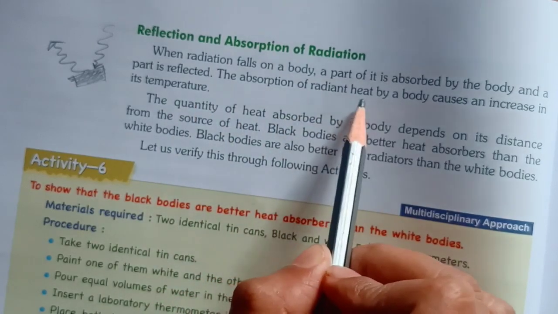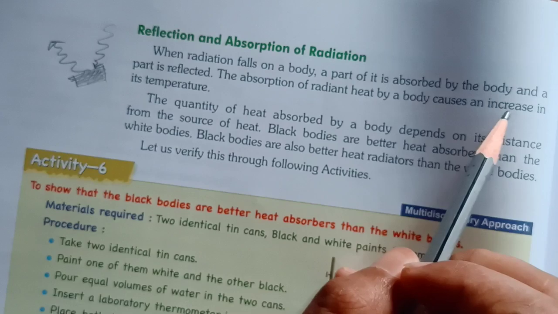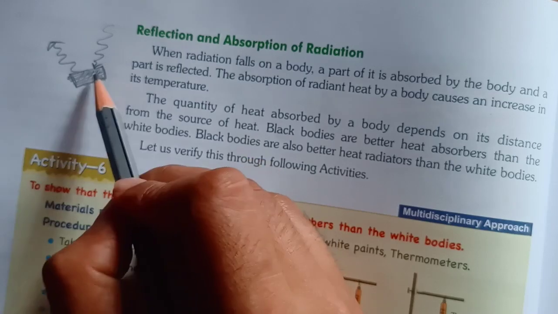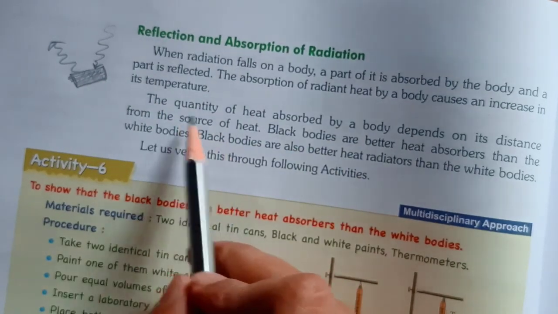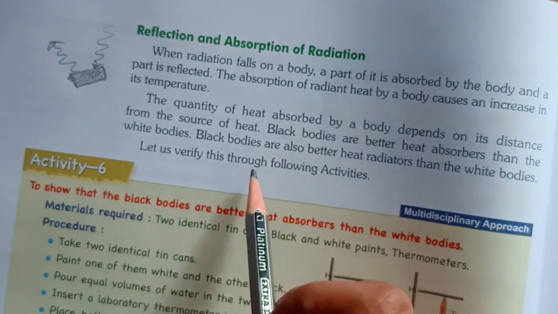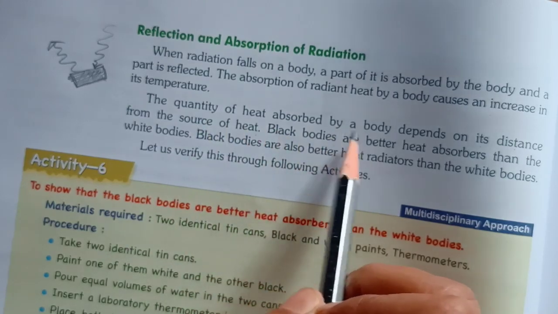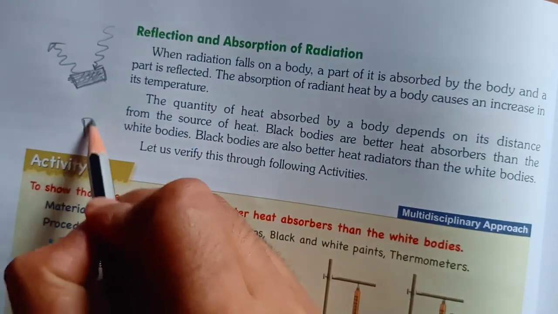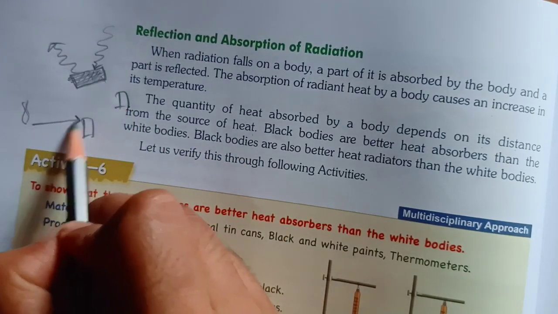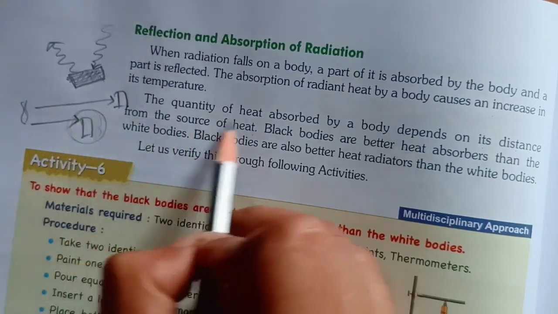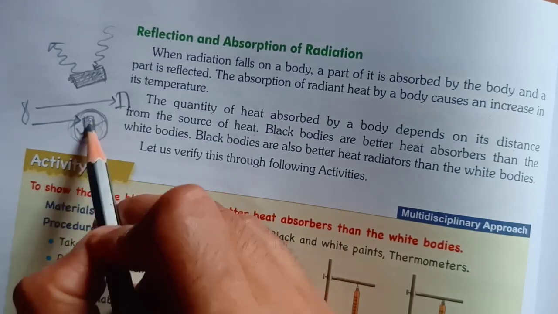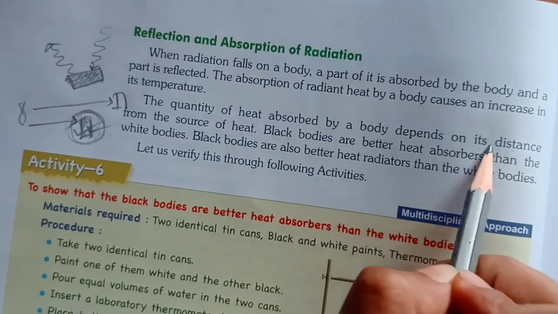The absorption of radiant heat by a body causes an increase in temperature. Definitely heat is being absorbed here by the process of radiation, so definitely the temperature will increase. The quantity of heat absorbed by a body depends on its distance from the source of heat. Suppose here is one object, and here is another object, and the heat source is here. This distance is less compared to this one. So the quantity of heat absorbed by this surface will be higher compared to this, and this will get heated up. So distance is one of the factors.